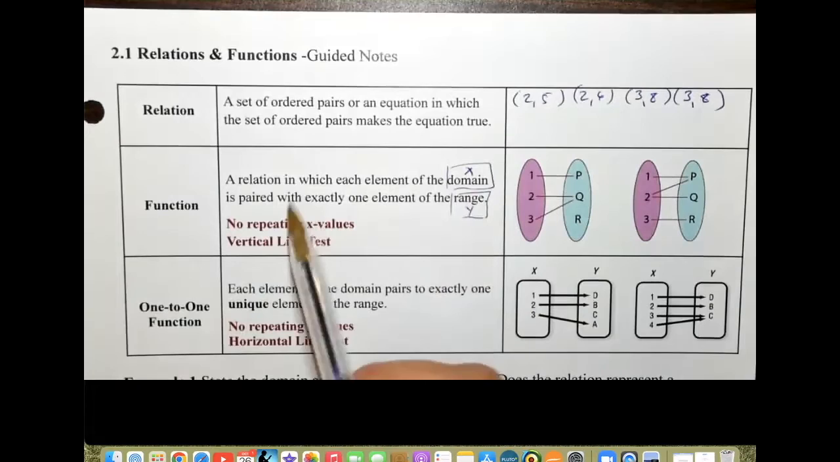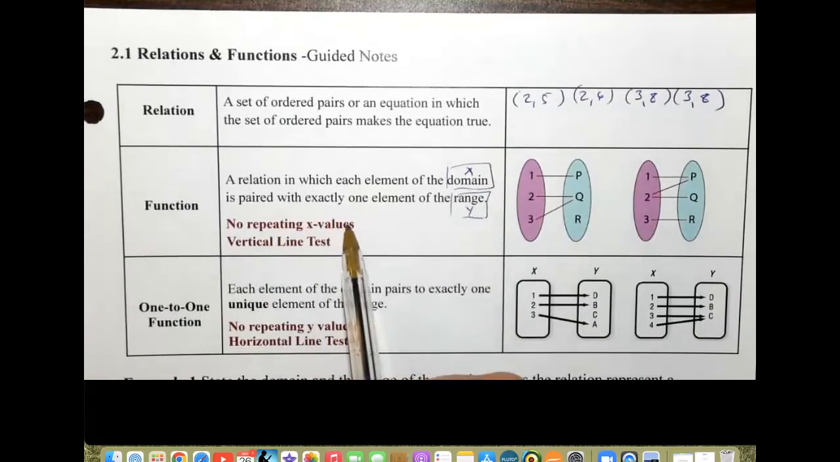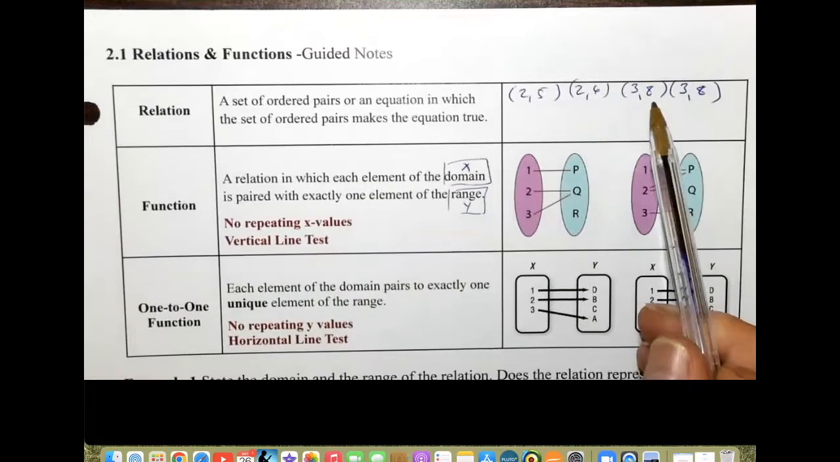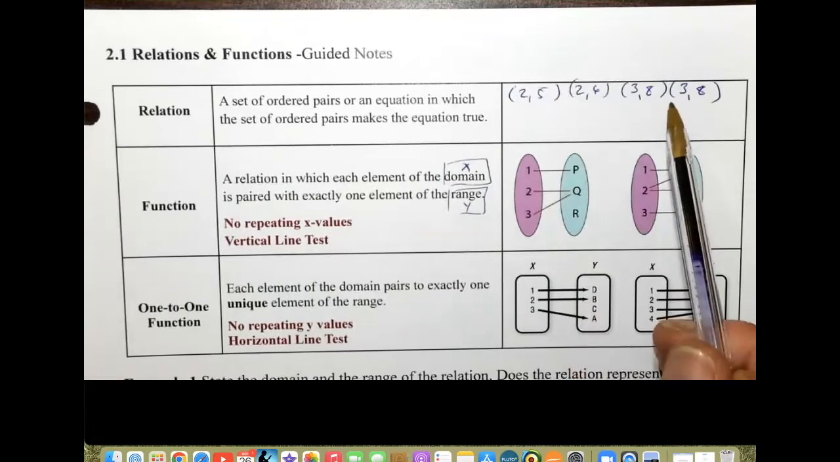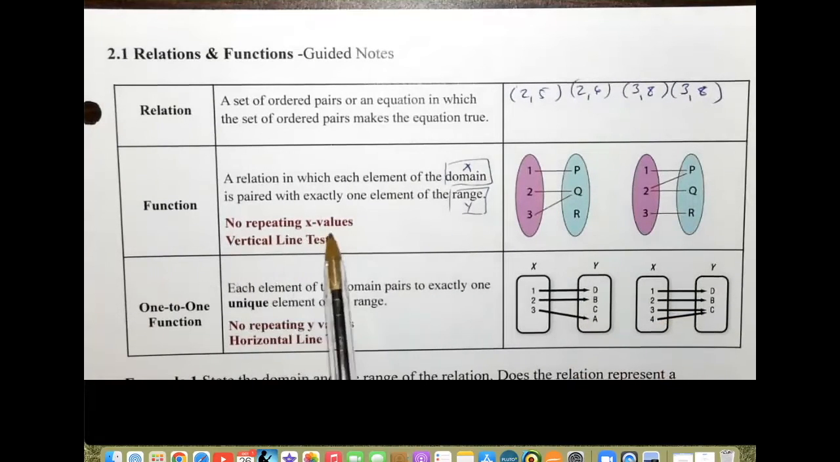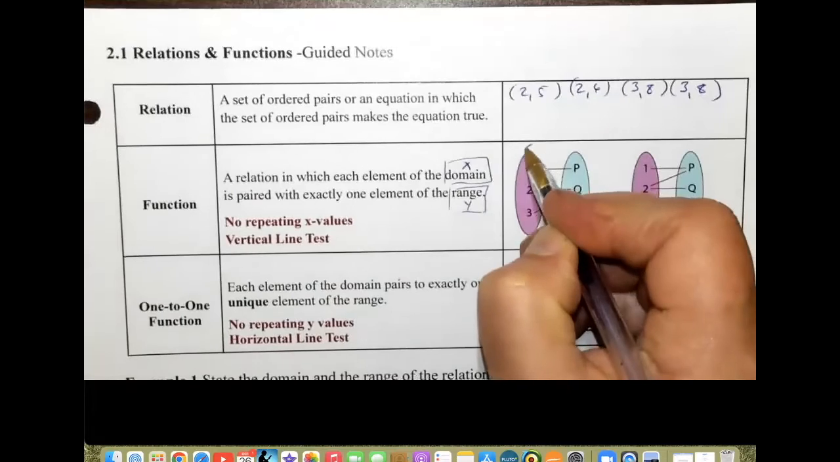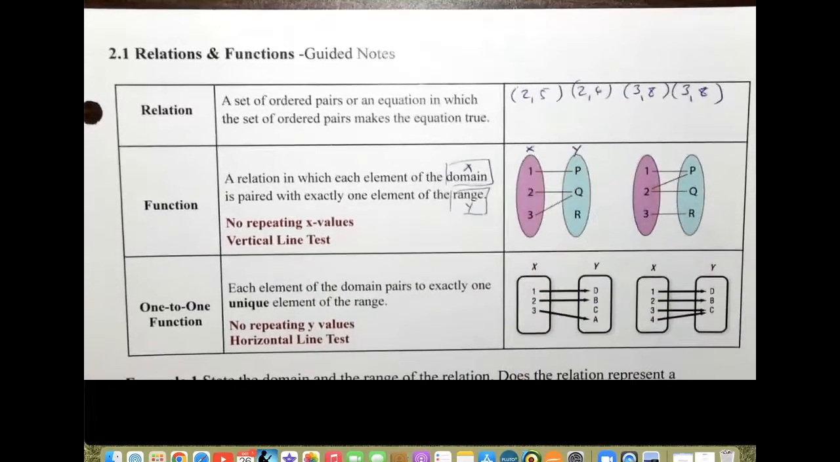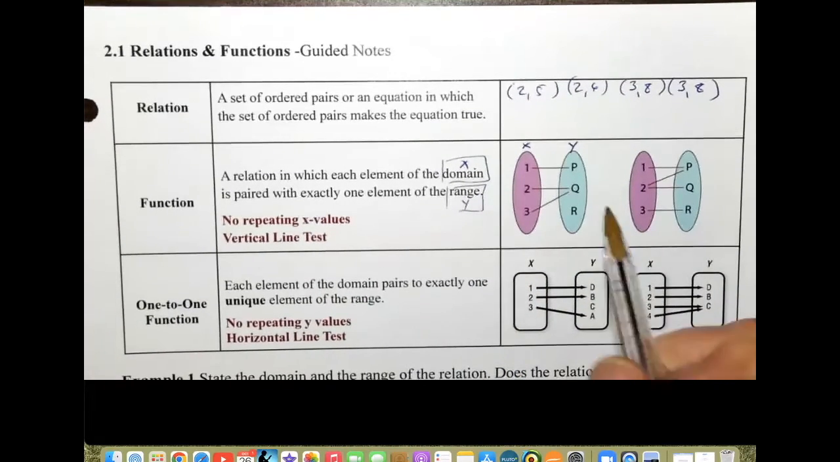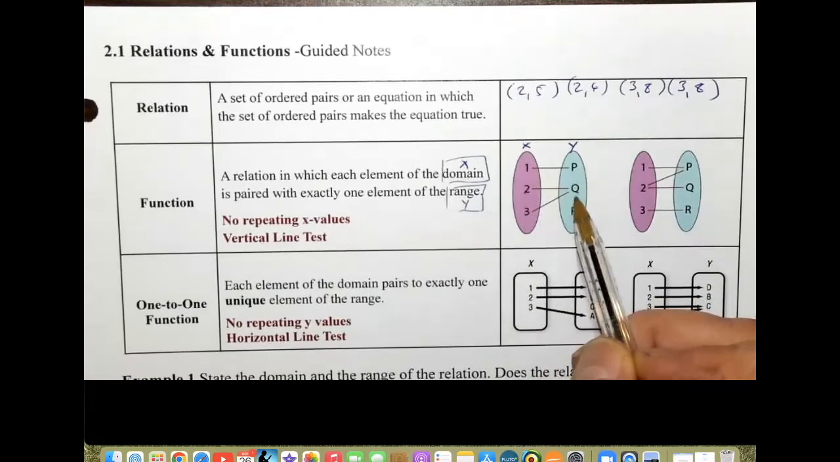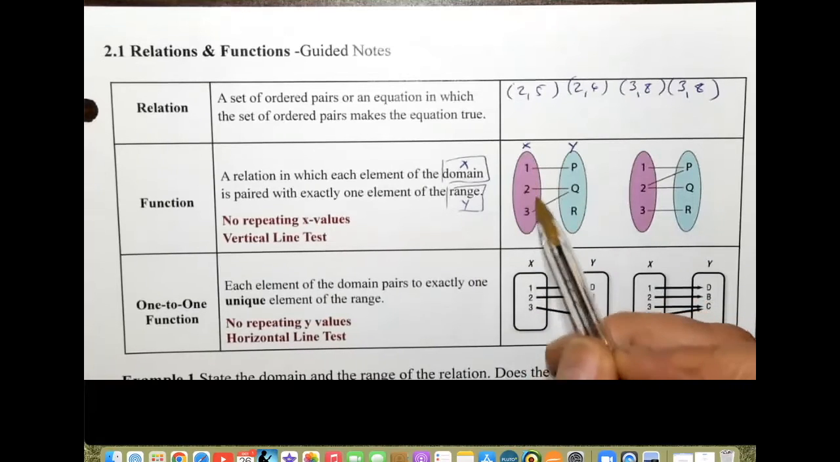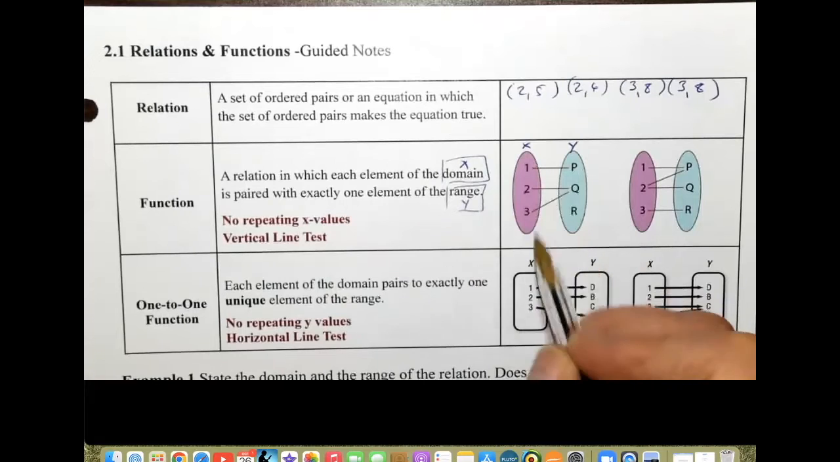And the most important thing really is why it's in red. No repeating x values. If it has any repeating x values, like up in the relation, 3 and 3, 2 and 2, this would not be a function. It's just a relation. No repeating x values. So here we have x. We have y, and when I look at this set, I see 1 is being mapped to P, 2 is being mapped to Q, and 3 is being mapped to Q. But if I look at just my x's, it's going once, once, once. They're all just 1. So this is a function.